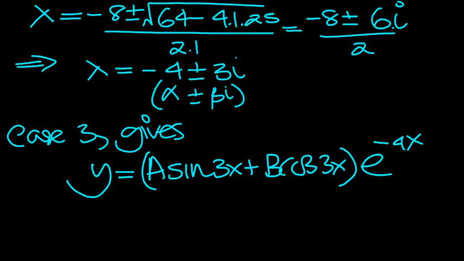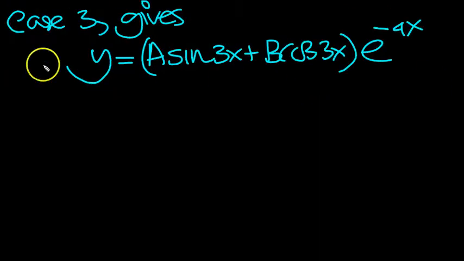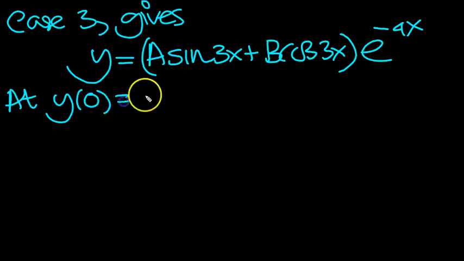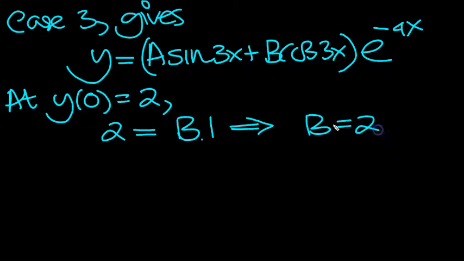Now let's invoke the initial conditions. y naught equals 2 is the first one. So at y naught equals 2, put 2 in, y is 2 when x is 0. Sine of 3 times naught is 0, sine naught is 0, cos naught is 1, so that'll be b times e to the naught, isn't it? So that's 1, so b is 2. There we go. That's what we get from the first initial condition.